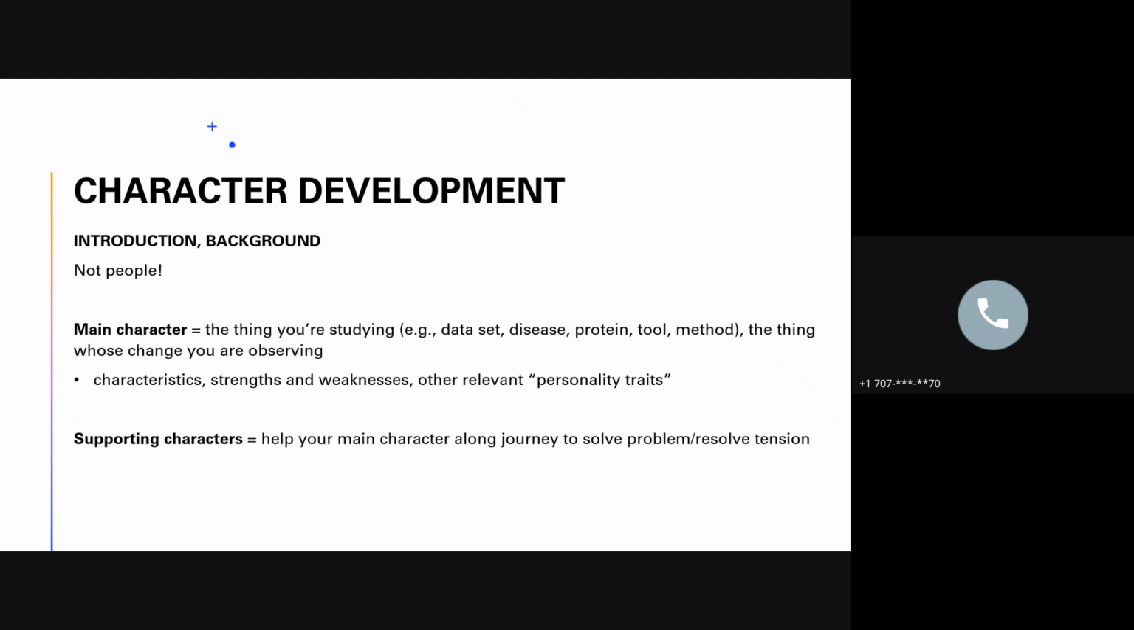Supporting characters you may or may not introduce as well, but they probably will be present. They are going to help your main character along your journey to solve the problem or resolve the tension. These might appear in the introduction and background, depending on the relationship between your main characters. For example, we might say the clinicians were the main characters in that AI article, and maybe the AI tool is the supporting character. And then the antagonist would be anything that's a barrier to your main character's journey. So let's look at a couple examples.